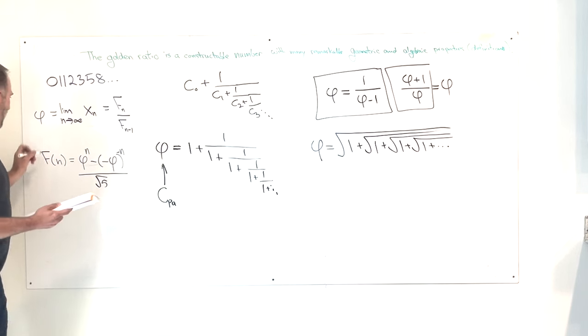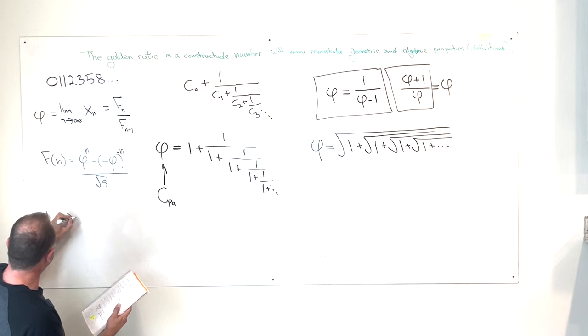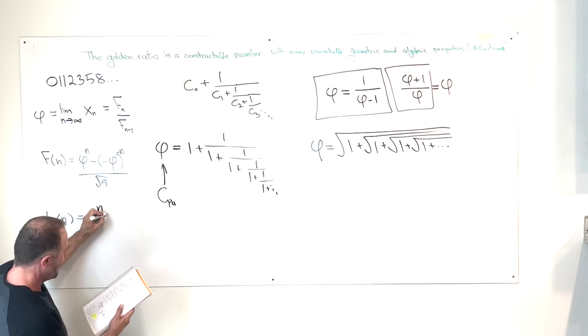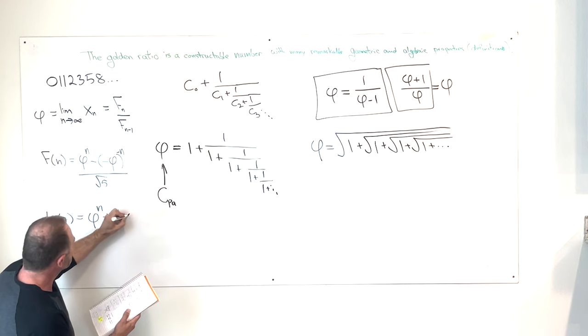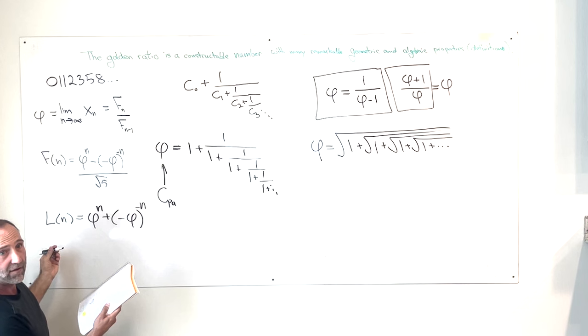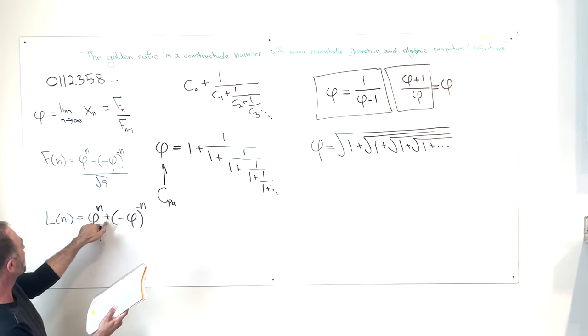Yep. And then if we want to take the same thing with the Lucas numbers, so the nth Lucas number is equal to the golden ratio to the nth power plus minus golden ratio to the minus nth power. We just got rid of the square root of 5. That's it. And we changed this to a plus.